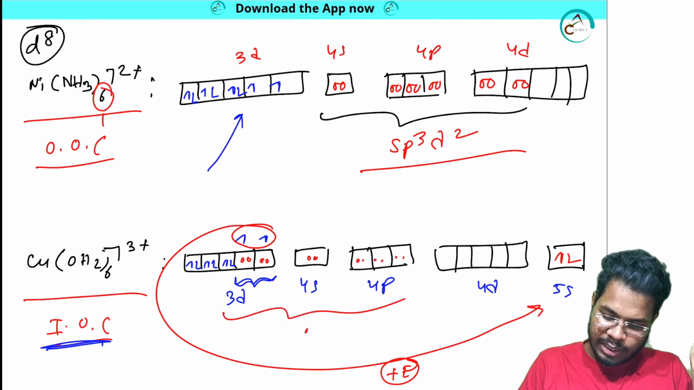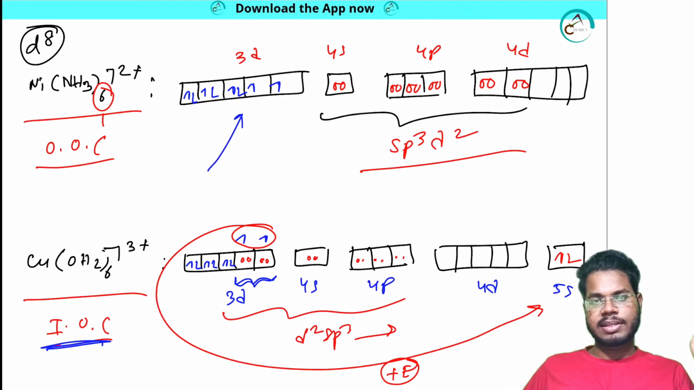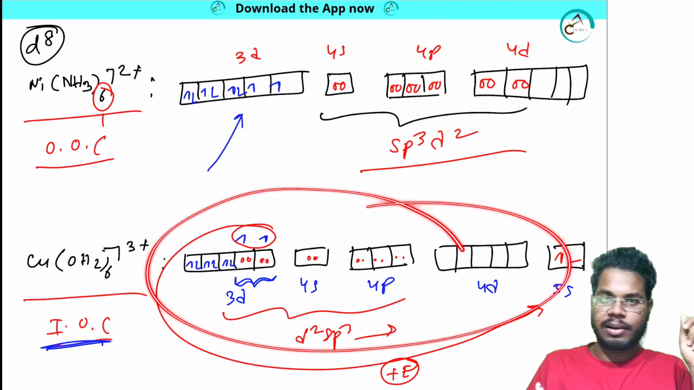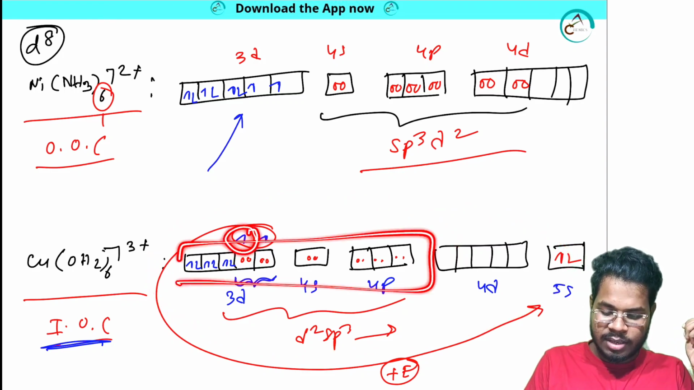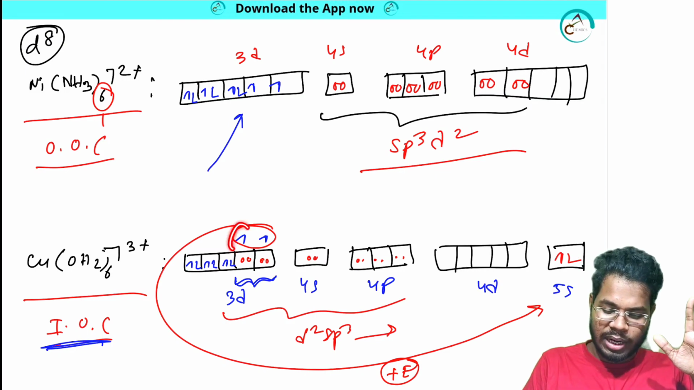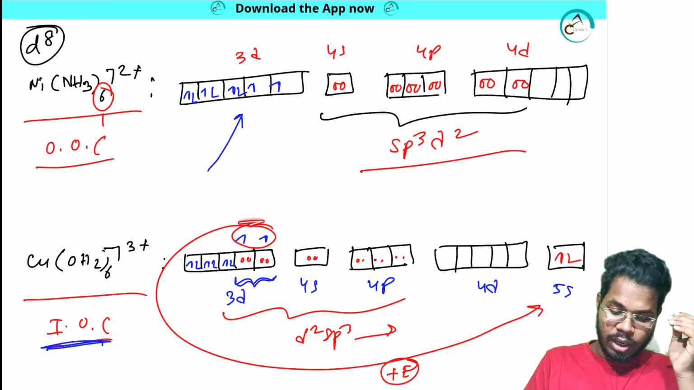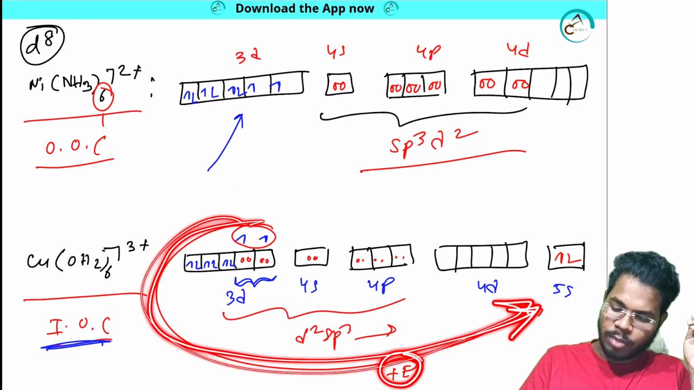So it is d2sp3. Also this is called inner orbital complex, you know. Now the question is, is it really possible? Last time I told you that to send one electron, whatever stabilization energy it is getting, it has to provide a lot of energy to the electron to send it to the 5s orbital.